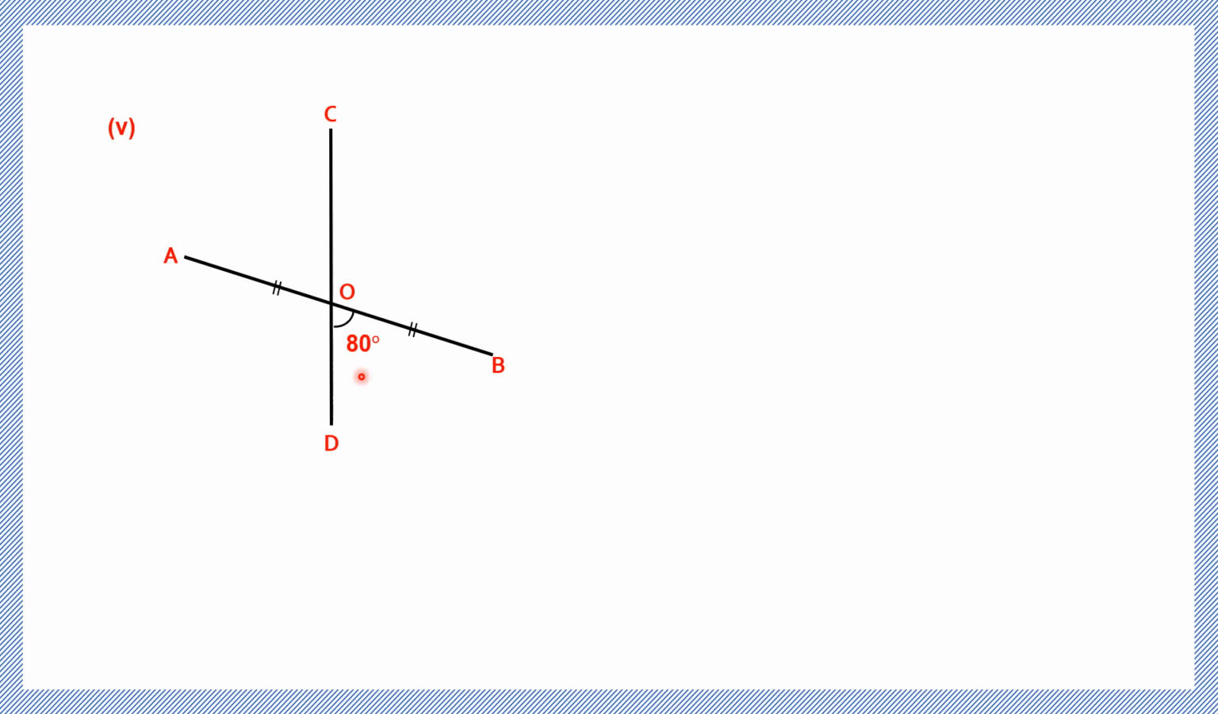So there are two conditions. If it has to be a perpendicular bisector, first it has to cut the line at 90 degrees. Secondly, it has to divide the line into two equal halves. So here CD has cut AB into two equal halves, but it has not formed 90 degrees. So here also we don't have any perpendicular bisector. So no line is a perpendicular bisector to the other.